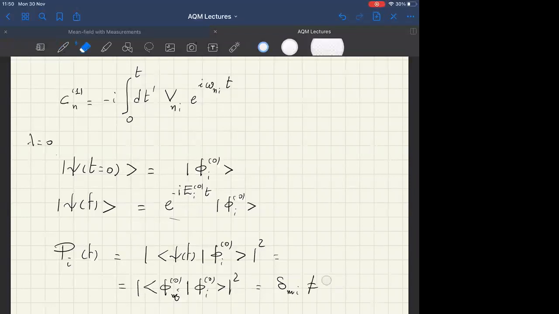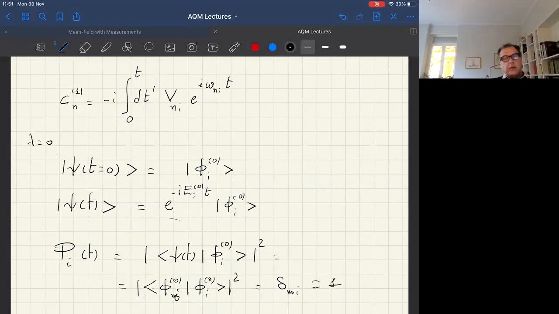Which means that if you prepare the state in a given eigenstate, it remains there with probability 1. Is this clear? Yes. Okay.